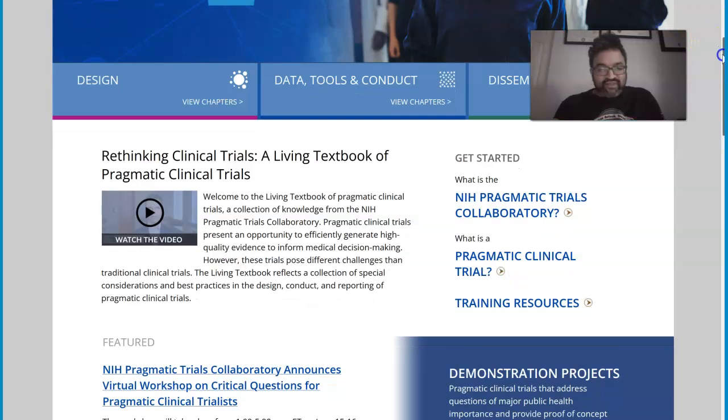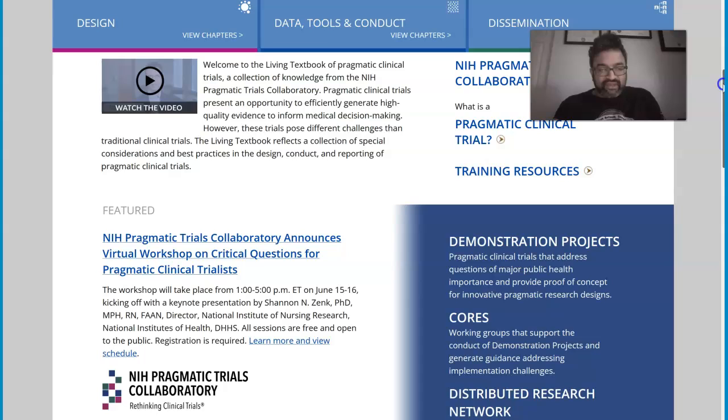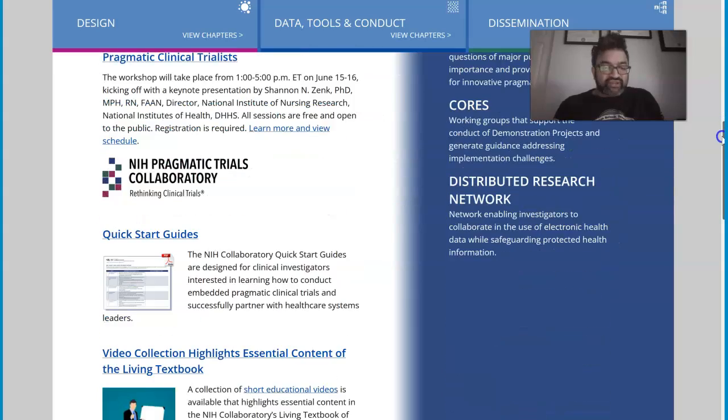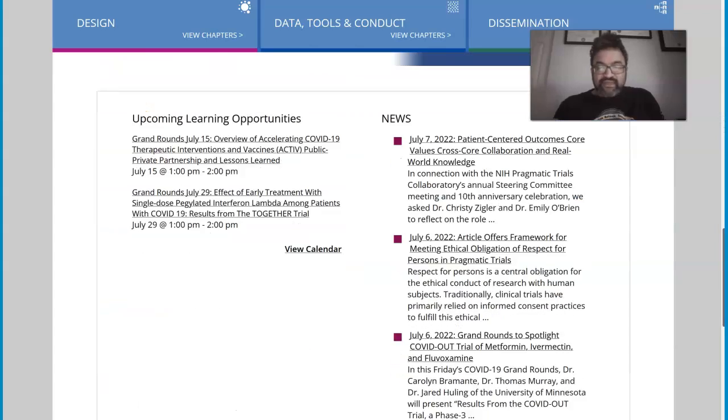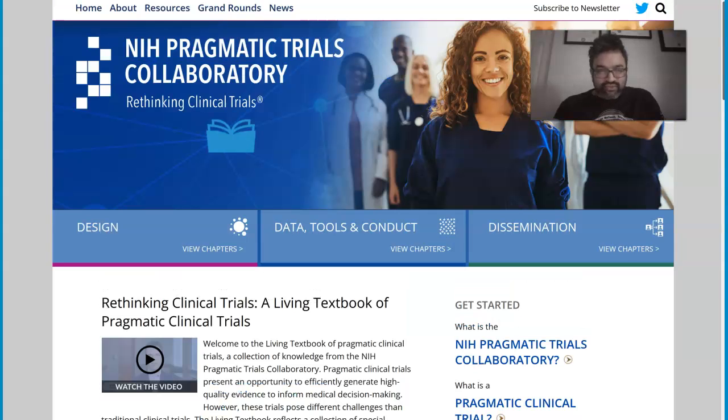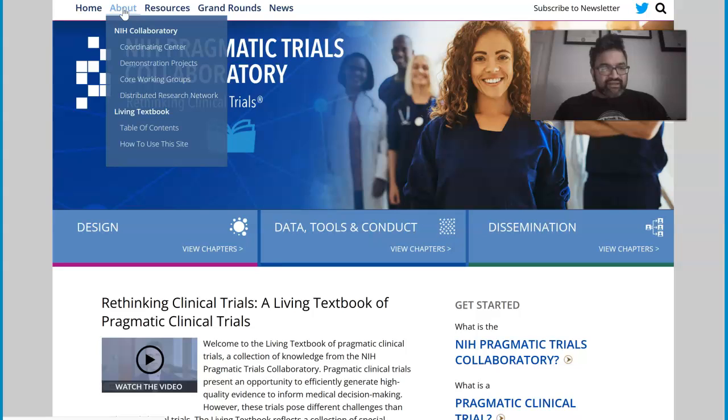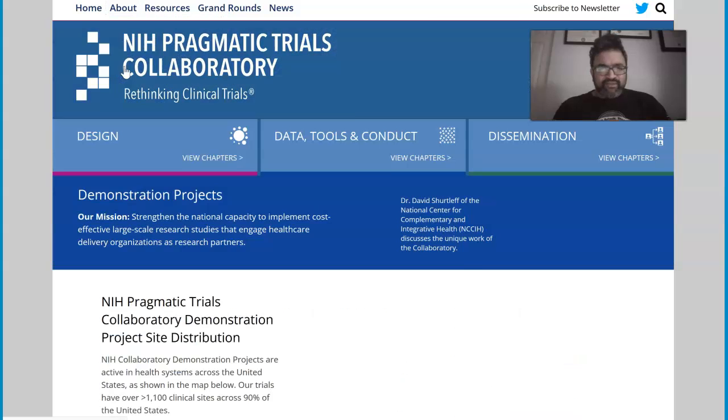There's a lot of virtual workshops that also exist, and of course, depending on when you're viewing this, this may change. But it's called the Collaboratory, the Pragmatic Trials Collaboratory. And in a minute, I'm going to try to get into this a little bit, the different chapters, and take you through a tour of how everything is set up. But that sums up what this is all about.